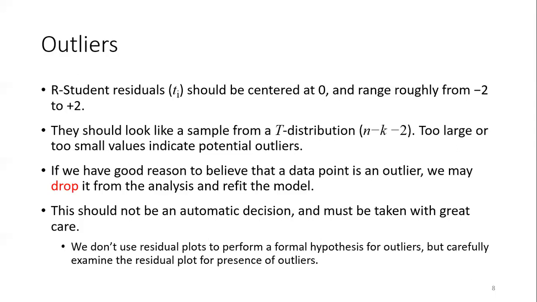That is, we don't say that this is a t-distribution with n minus k minus 2 degrees of freedom, so that if it is above a threshold, we reject the hypothesis that its expected value is equal to 0. But the plot of the R-student residuals gives us very important information regarding the outliers.